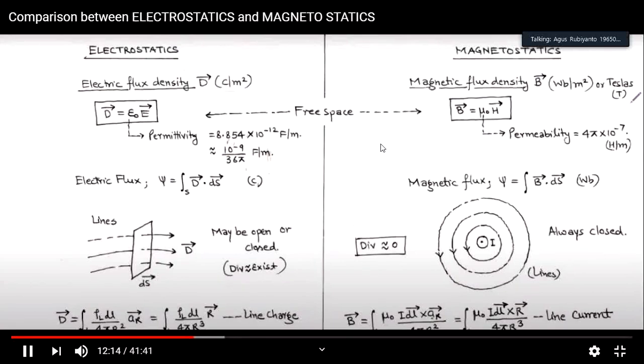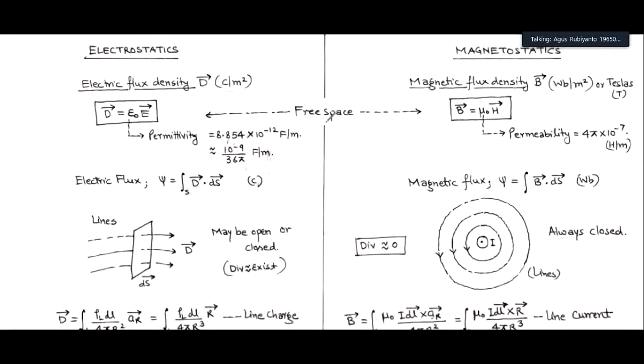Now in free space, the electric flux density D vector is epsilon naught E vector. Here epsilon naught is called the permittivity in free space, and its value is 8.854 into 10 to the power minus 12 farad per meter. Approximately, it can be written as 10 to the power minus 9 upon 36 pi farad per meter. And magnetic flux density B vector is written as mu naught into H vector. Here mu naught is permeability in free space, and its value is 4 pi into 10 to the power minus 7 Henry per meter.